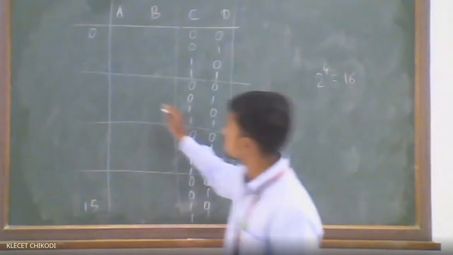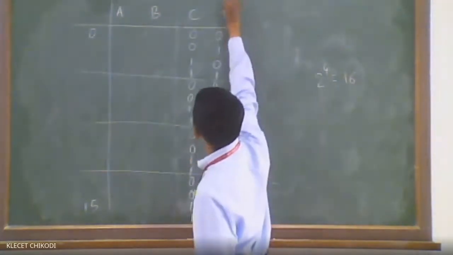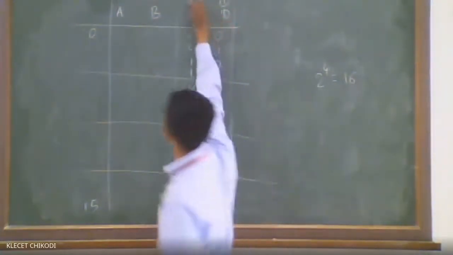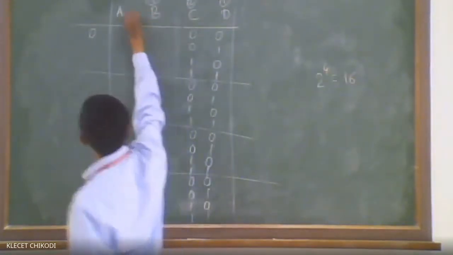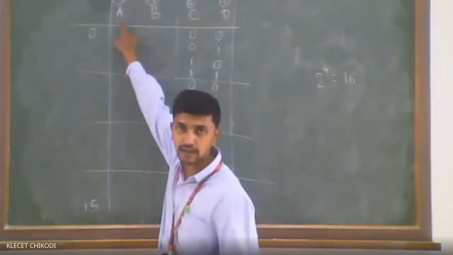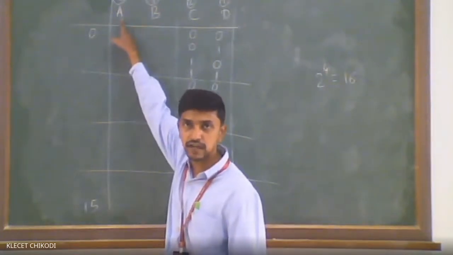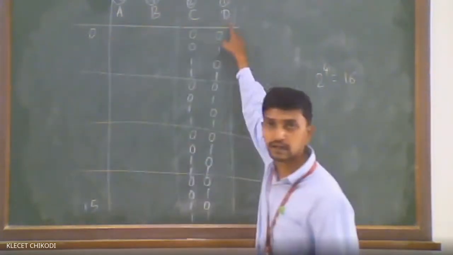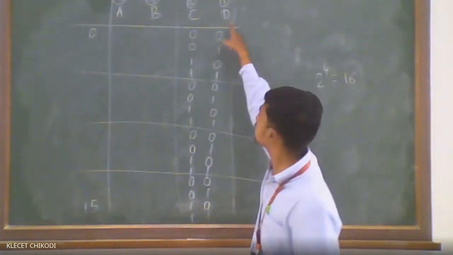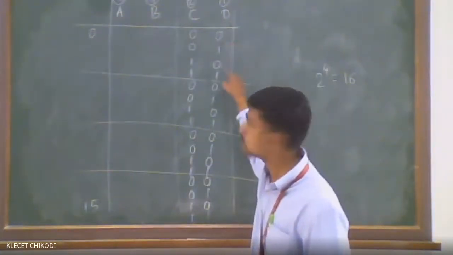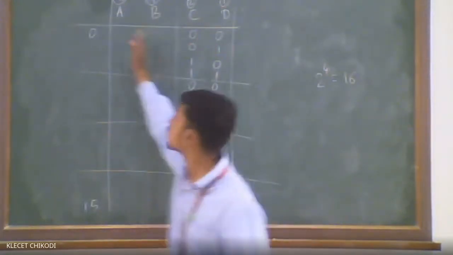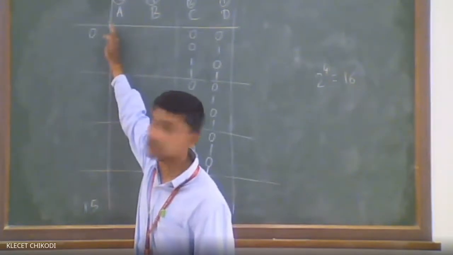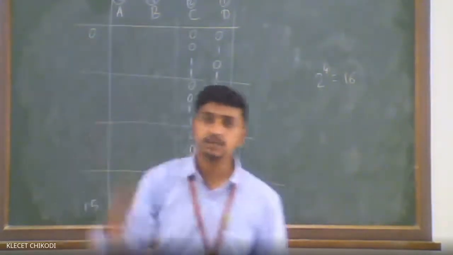Fine. Now, this bit is varying for a single bit. The second bit is varying for 2 bits. This bit is varying for 4 bits, and this will be varying for 8 bits now. Here the MSB is A, the most significant bit, and the least significant bit here is D. The LSB is varying for each bit. The second bit is varying for every 2 bits. The third bit is varying for every 4 bits, and the fourth variable is varying for every 8 bits.